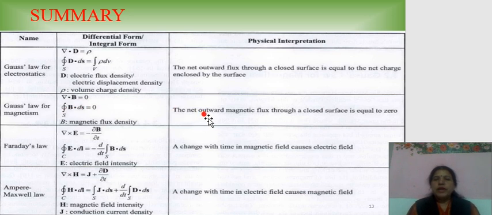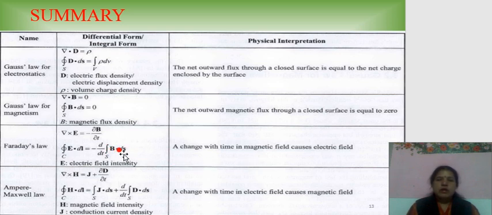This is Maxwell's third equation, using Faraday's law. Curl of E is equal to minus the time derivative of B, or in integral form, the closed line integral over contour C of E into dl is equal to minus the time derivative of the integration of B into dS. What does it prove? A change with time in the magnetic field creates or causes an electric field.